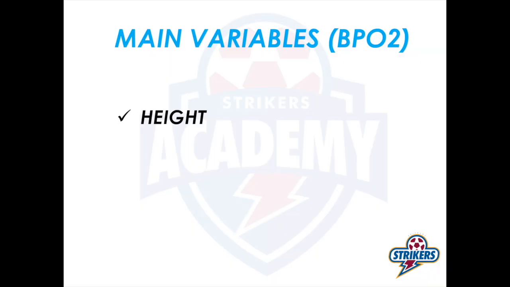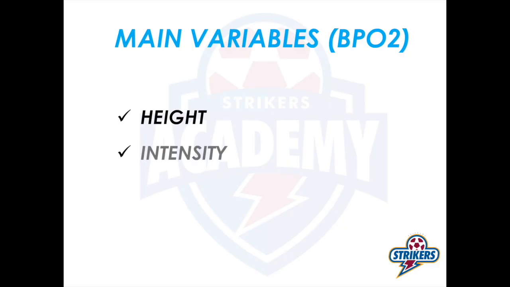If we think about the main variables that we would like to measure when analyzing the BPO2 scenario, we might talk about the following three. Height, the vertical position of the defensive block, how high is their pressing; intensity of such pressing; and the inner gaps and the spaces that they are actually allowing for the team in possession.